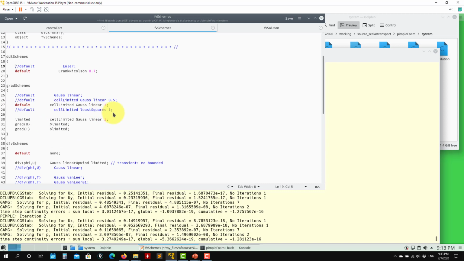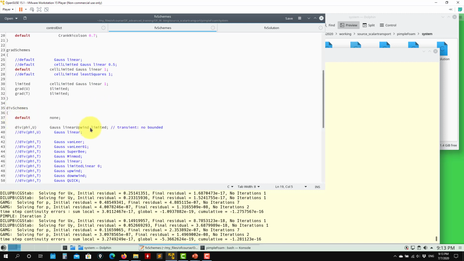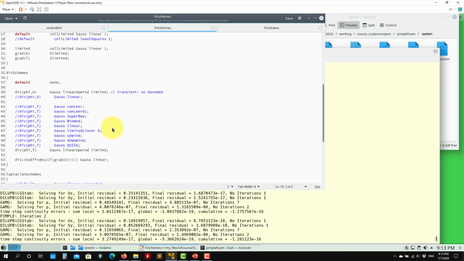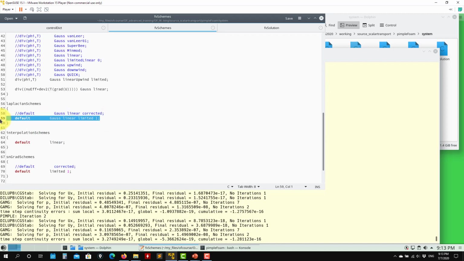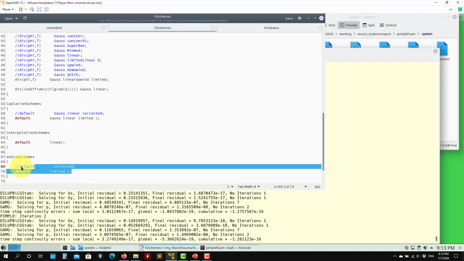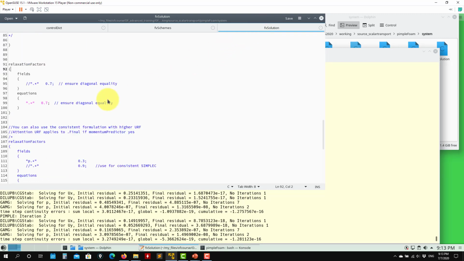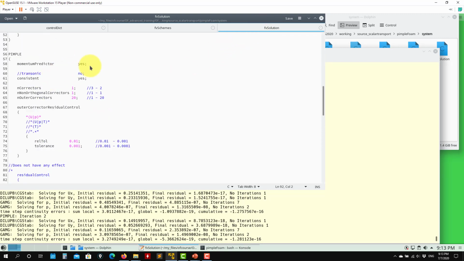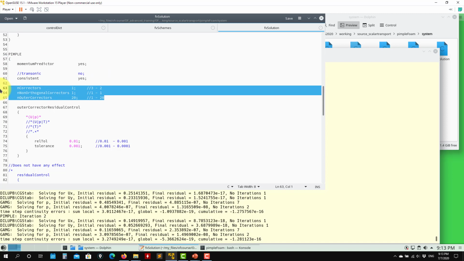Then for gradient schemes, we have applied limiters. Linear upwind is okay, unless you really require a TVD. Then, according to the quality of the mesh, you will set that one, but in most cases this is okay. Then fvSolution. Momentum predictor is recommended. Okay, consistent is also recommended. This is my standard setup.